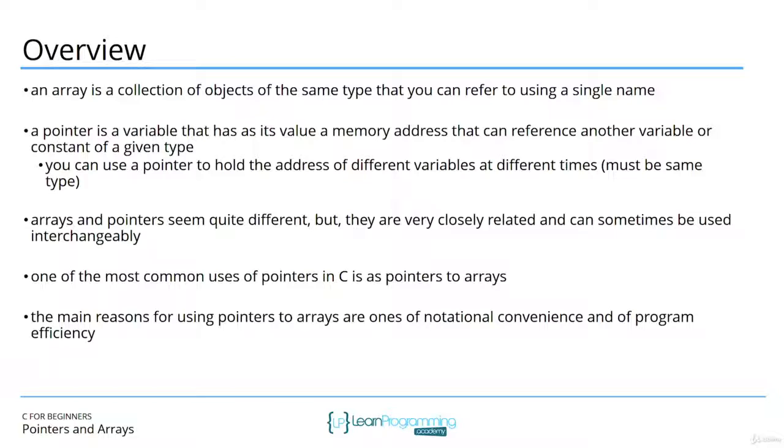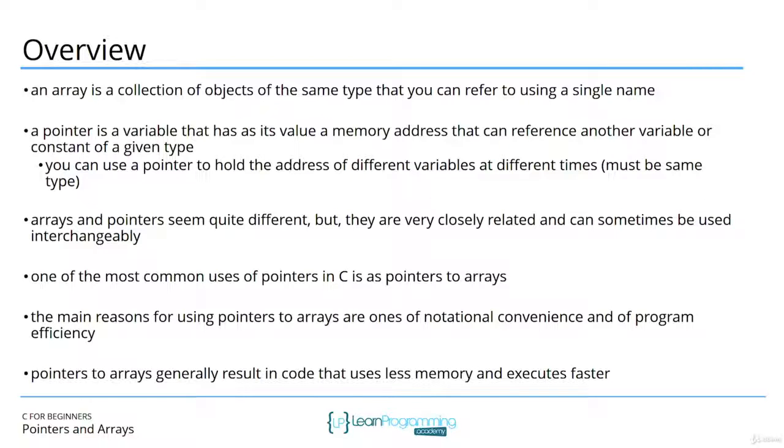It's also more efficient to use character pointers as well. Pointers to arrays generally result in code that uses less memory and executes faster. So you want to use a pointer for characters as much as possible, and a pointer to other data types as well, because it is faster and uses less memory. Use pointers over arrays for the most part.